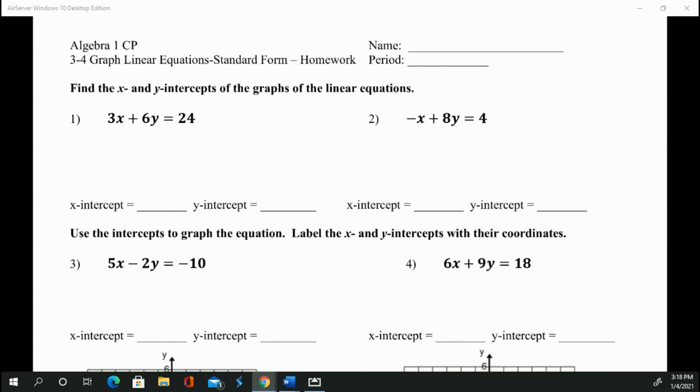These 4 problems were the problems we did on our Jamboard for 3-4, graphing linear equations in standard form. The focus was to find the x-intercept and the y-intercept of each of the linear equations. So remember, how to find the x-intercept is we want to substitute y equals 0, and then solve for x.